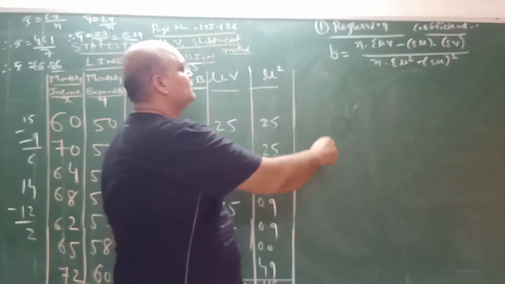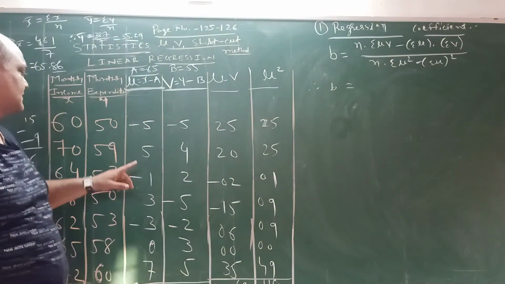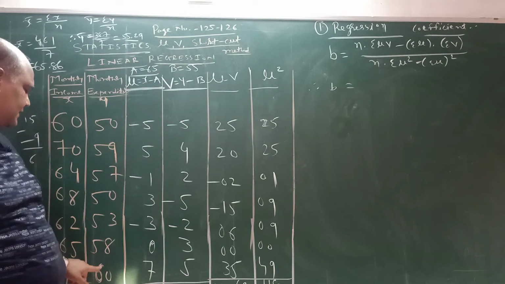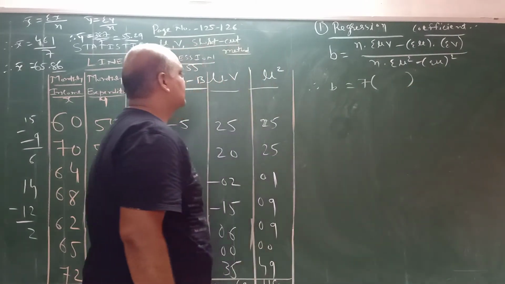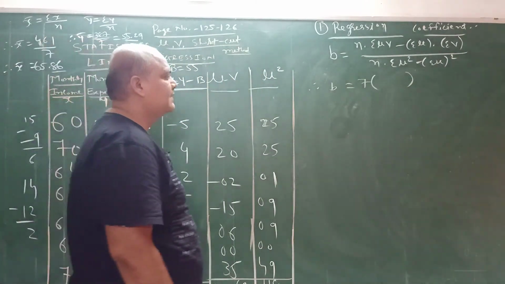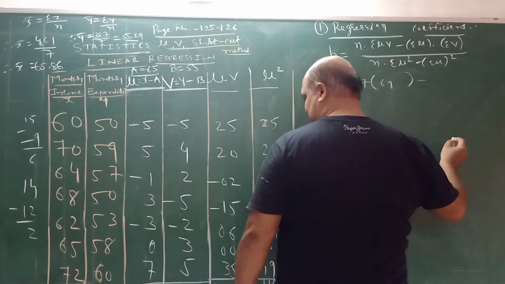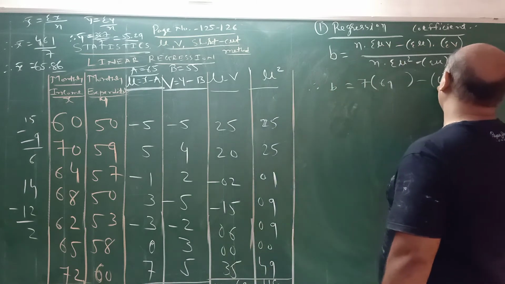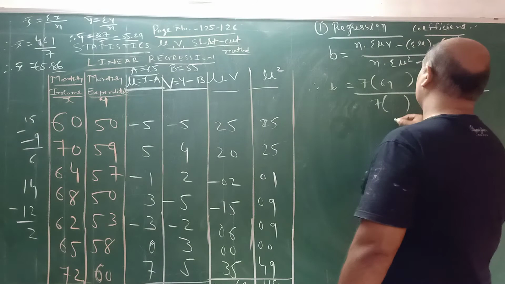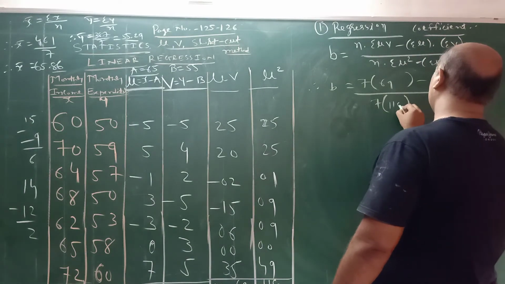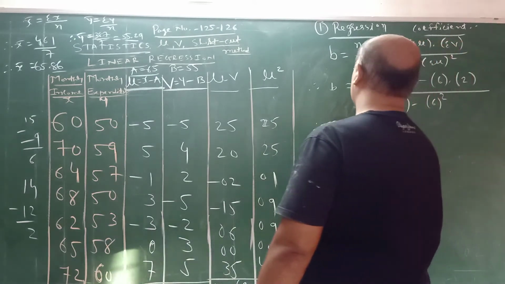Now we put the values into the formula. N means number of pairs. It is 1, 2, 3, 4, 5, 6 and 7. So 7 is the N. Sigma uv is 69, minus sigma u is 6 while sigma v is 2. 7 times sigma u square is 118, minus sigma u the whole square, 6 the whole square.